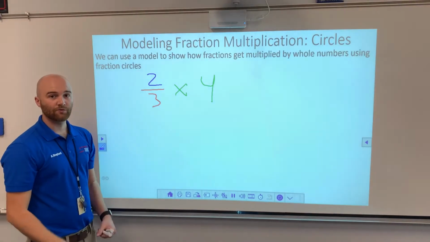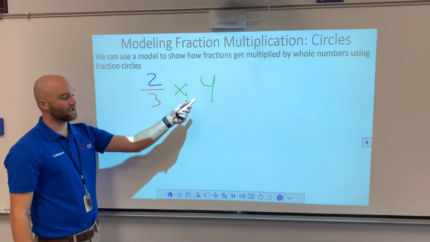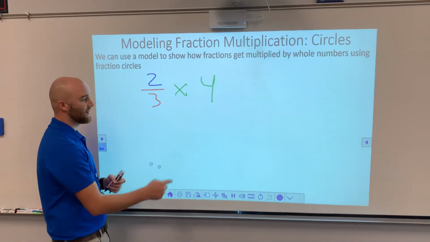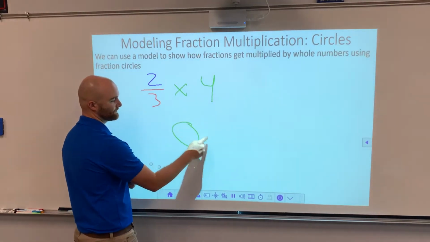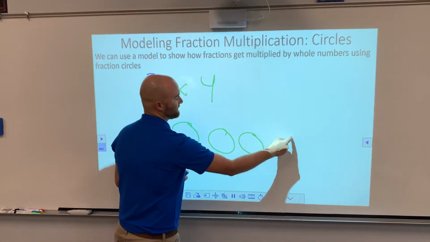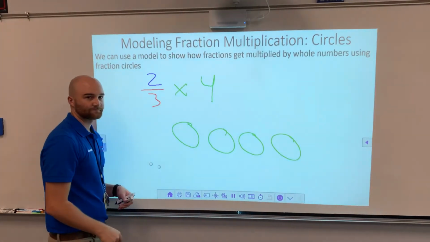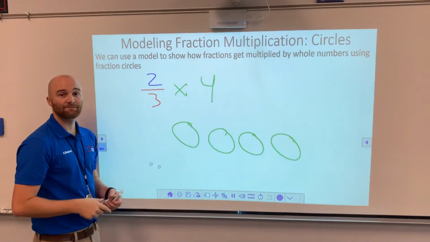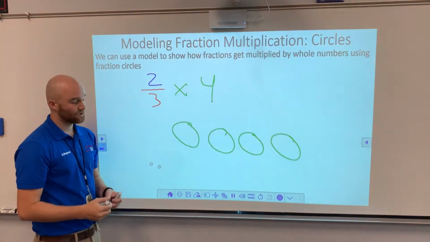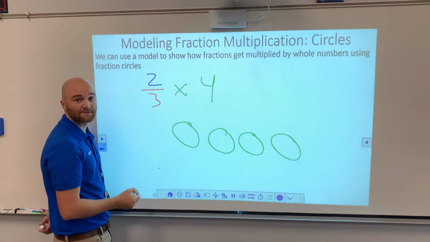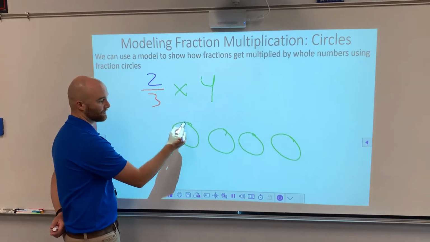Here's what I would do. First, I would look at 4 as my whole number. That's how many circles I need. 1, 2, 3, 4. Next, I would split them up according to how much my denominator says. So my denominator says 3. That means that each one of these circles has to be split up into 3 equal parts.